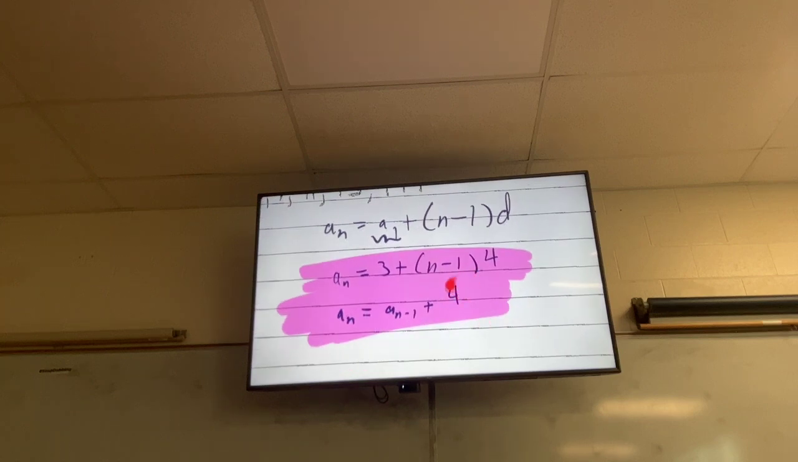So you always have to do both? I usually will do mostly just explicit. Recursive's not as useful if you're a human. If you're a computer, it's good.